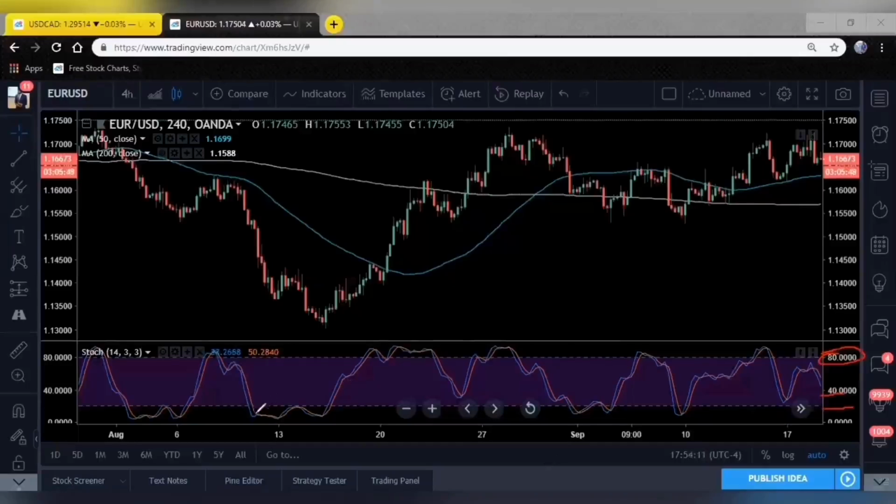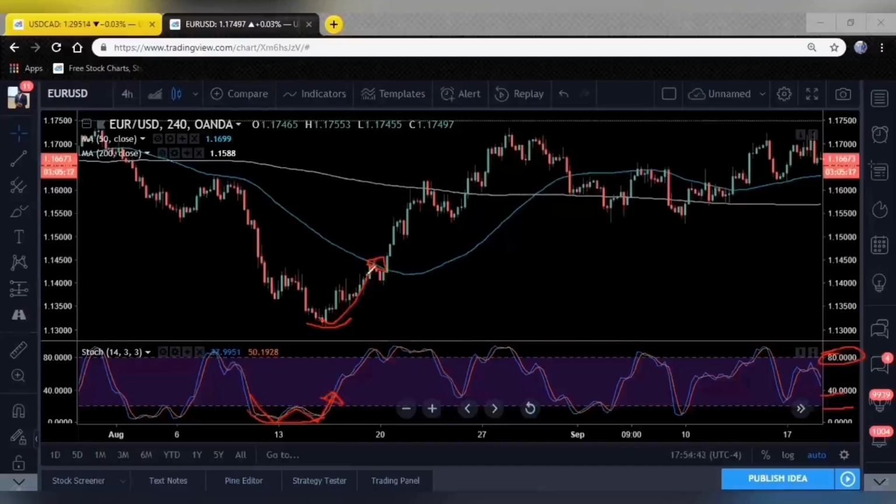As we could see here, stochastic reached a low on the H4 time frame and price reversed for a buy. The first indication for a buy here that we have is the stochastic at the lowest point reversing for a buy here.